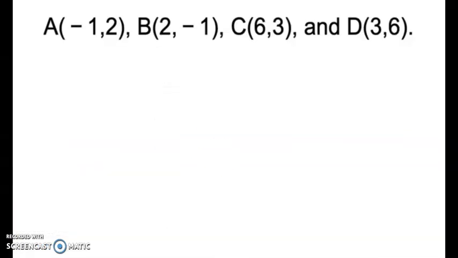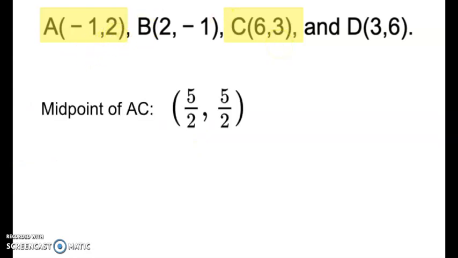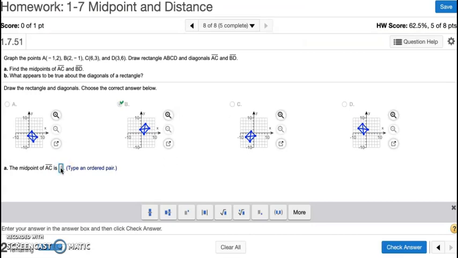So let's do that. We need to find AC first, so we got to use the coordinates for A and C. So to find the midpoint, we add up the x's, negative 1 plus 6, we get 5. Divided by 2, we get 5 over 2. Adding up the y's and dividing by 2 give us the same thing. So the midpoint of AC is going to be 5 over 2 and 5 over 2. And since it doesn't say a decimal, we'll type in those fractions. So let's do that. 5 over 2 and 5 over 2. Use commas and parentheses.